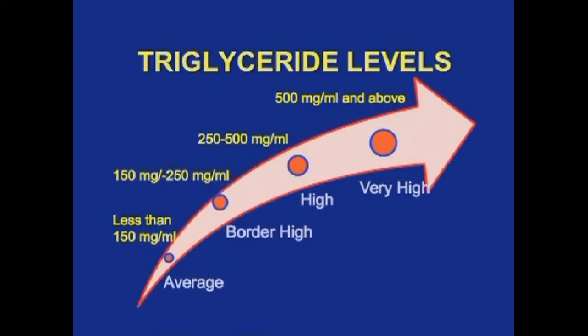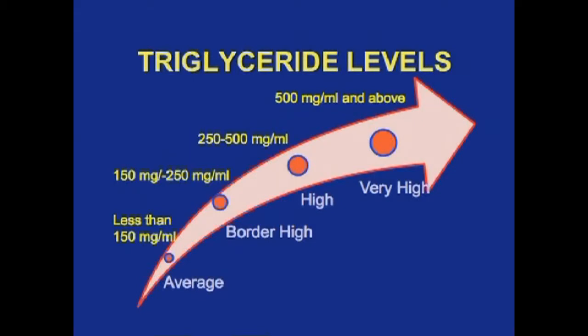So what level of triglyceride is considered high, and what is the average? Yeah, easy to remember. For cholesterol, we remember 200. But for triglycerides, just remember 150. From 150 to 250 is borderline high.